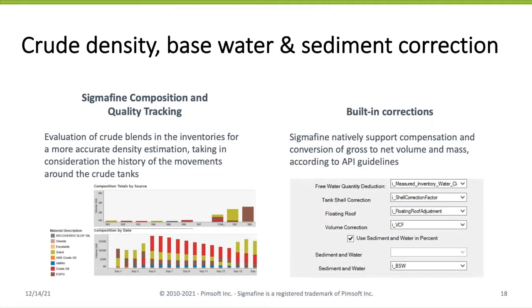The second error is related also to the overestimation of the amount of crude due to the presence of water, for example, or sediment, which are all mixed together before they are separated in the desalter. On that side, Sigmafine has built-in corrections to take care of the information regarding the amount of water and base sediment, so as to automatically correct the amount of hydrocarbons, which are the ones to be used to feed the mass balance.